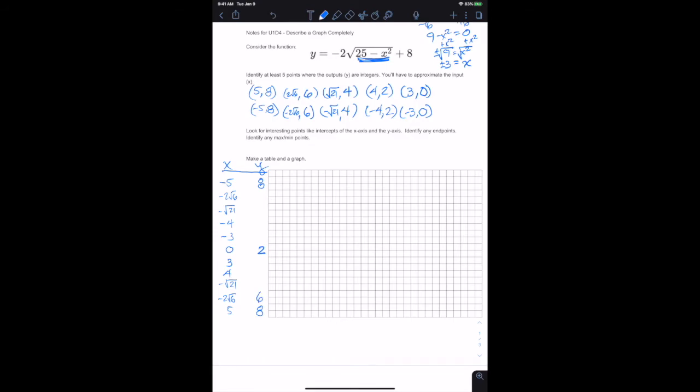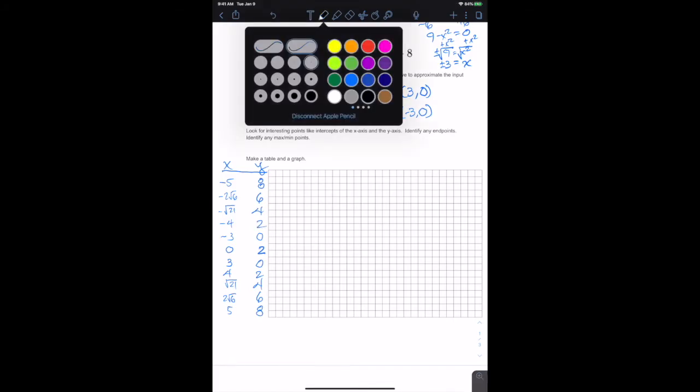At -2 root 6, and I just realized that I shouldn't have marked those negative. At -2 root 6, we're at 6. At -root 21, we're at 4. At root 21, we're at 4. At 4, we're at 2. At 3, we're at 0. At -3, we're at 0. And at -4, we're at 2. Okay, we're going to plot.